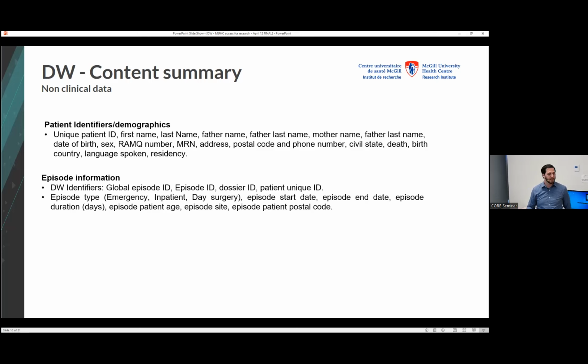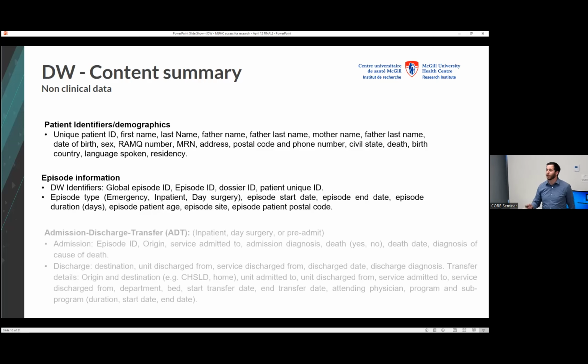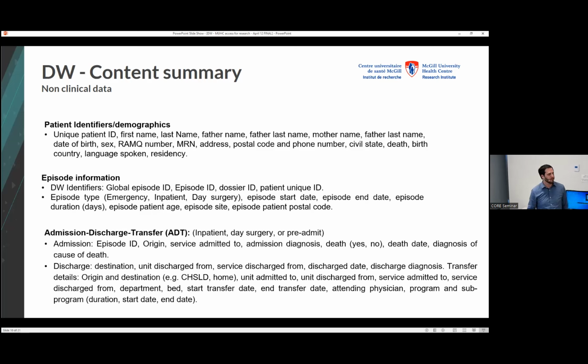So about this first variables is intended to be patient identifier, demographic, episode information. For example, we have data warehouse identifiers. We have a global episode ID, dossier ID, patient unique ID, episode type. So we have emergency, inpatient, day surgery, episode start date, episode end date, episode duration, episode patient age, episode site, episode patient postal code. Sorry, I'm not going to read all the variables, but for the ADT, for example, we have variables for the admission and information for the discharge and for the transfer.